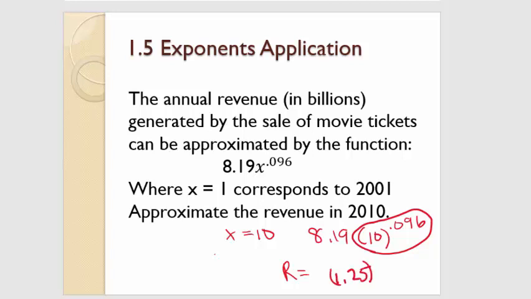1.25 times 8.19. That gives me 10.22 billion. Now, since this is a word problem, it's important that we describe it as 10.22 billion. You can write out billion or just put a B. And since it's revenue or money, we need to make sure there's a dollar sign.